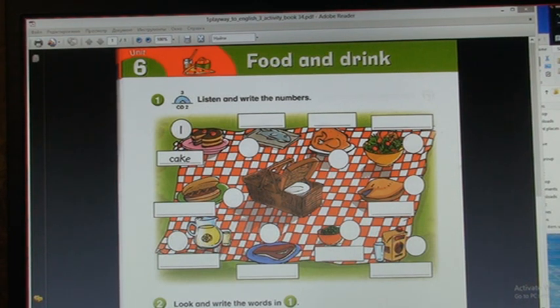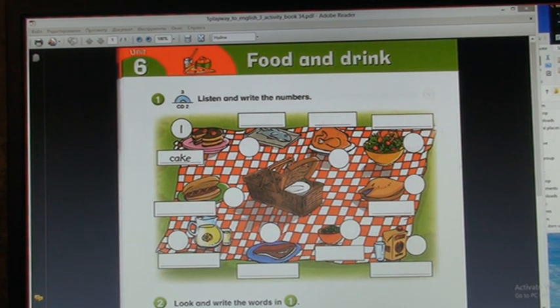Eight. Peas. Translate. Горошек. Nine. Steak. Translate. Good. Ten. Orange juice. Good. Апельсиновый сок.